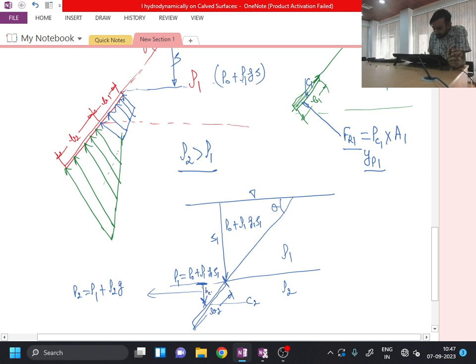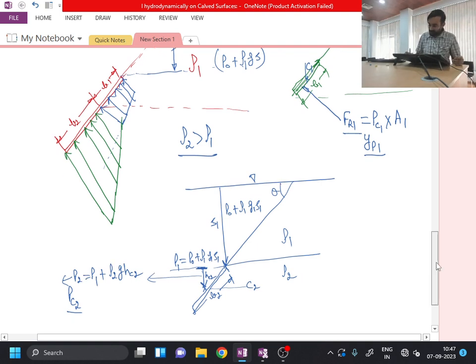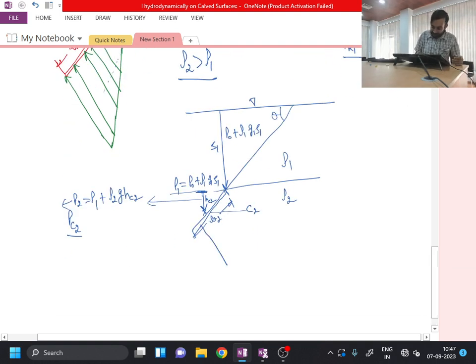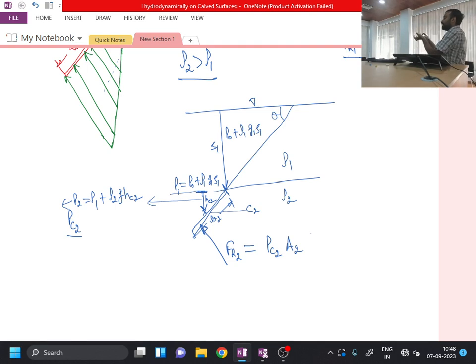So this distance is HC2. So P2 is nothing but the centroid pressure of body 2. Okay, so now for this body, my line of action of the force will be somewhere over here below the centroid, Fr2, and the magnitude of this Fr2 will be nothing but the pressure at the centroid of the second body times the area of the second body. Okay, so this is how I can calculate the individual magnitudes of the forces Fr1 and Fr2.